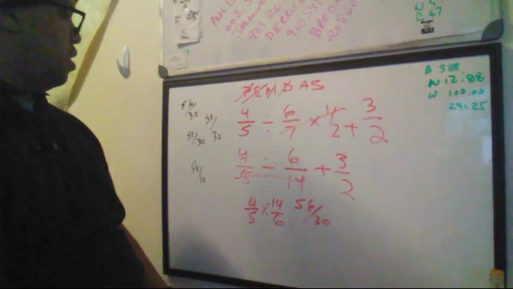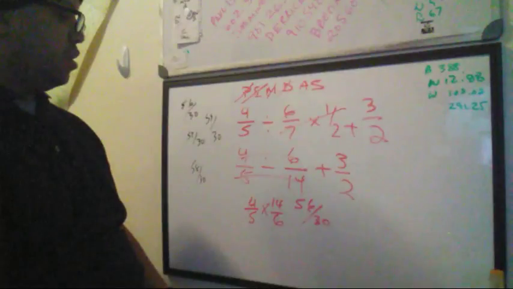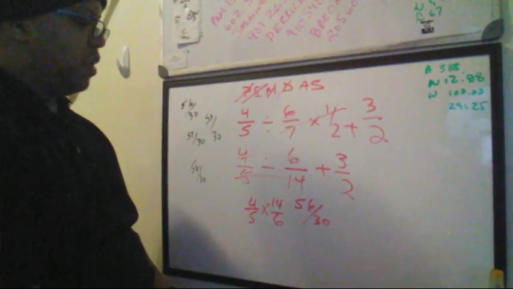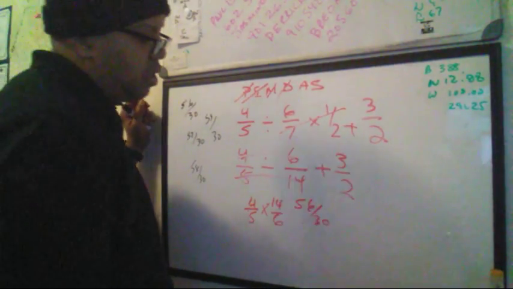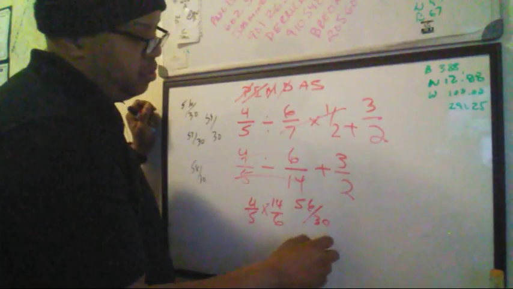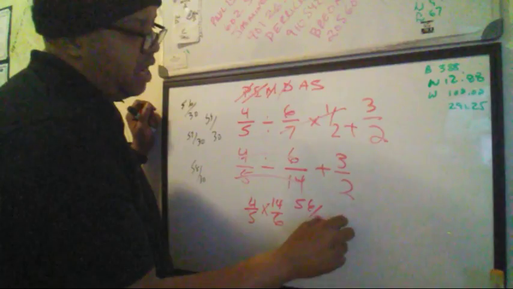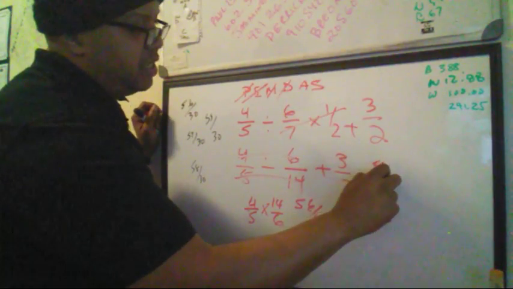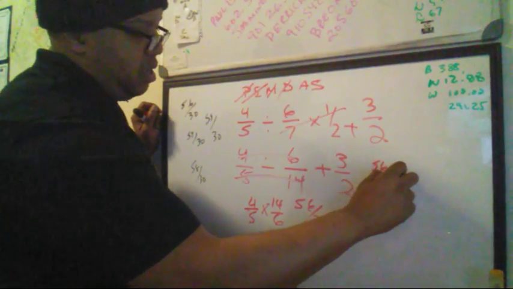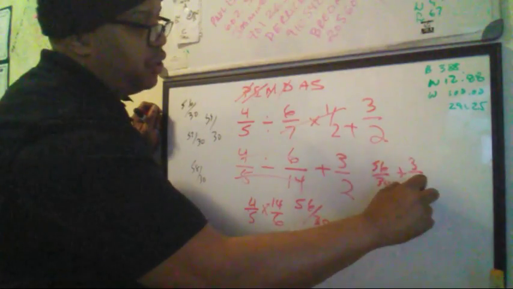And then 3 halves we would add. All right, so 3 over 2, or this would be 1 and 1/2. I could keep it either way. All right, so 56 over 30 plus 3 over 2.